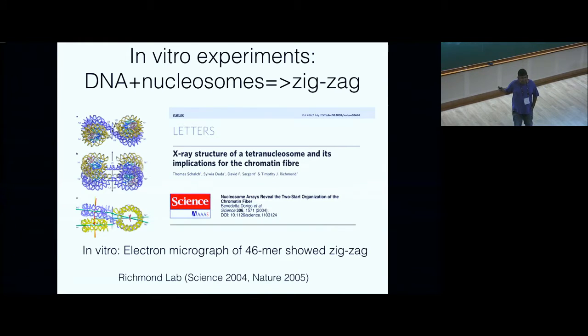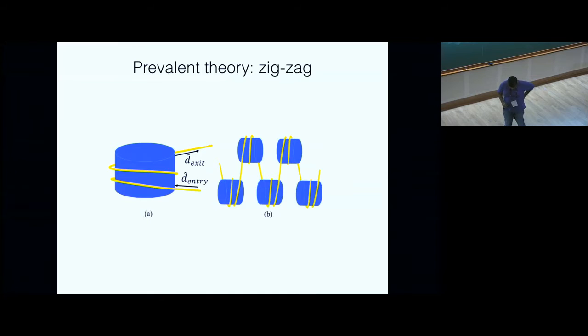But there are a lot of caveats in these experiments. For example, Mark, when we had discussion, there are a lot of caveats behind obtaining this kind of patterns. And nonetheless, this is what they got. They got zigzag, and this kind of reinforced the notion that chromatin is organized like a zigzag structure. Let us quickly look at what is the physical principle behind this zigzag model. So the prevalent theory in the literature is the zigzag organization of chromatin.